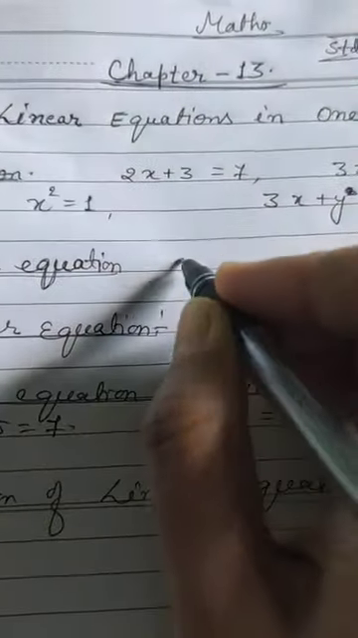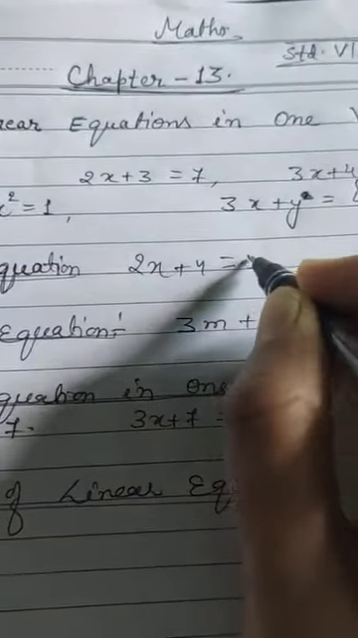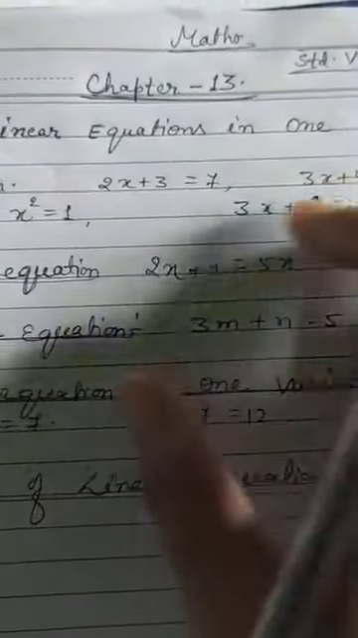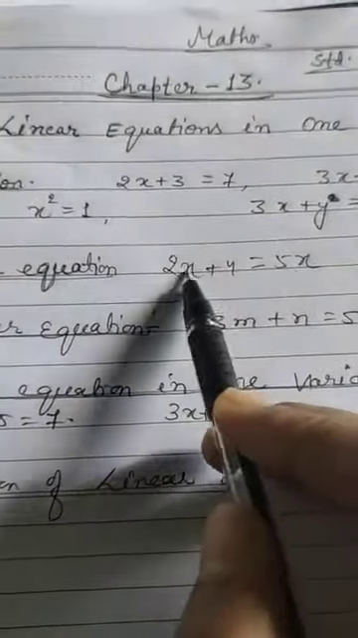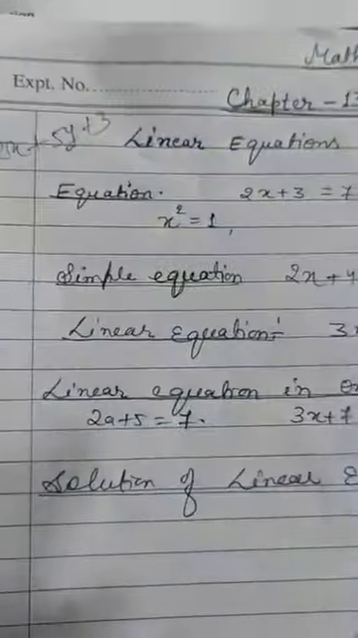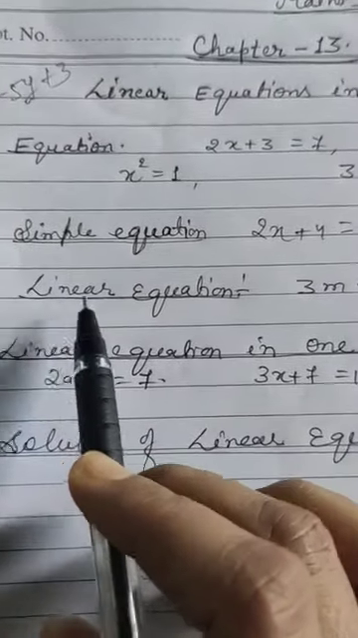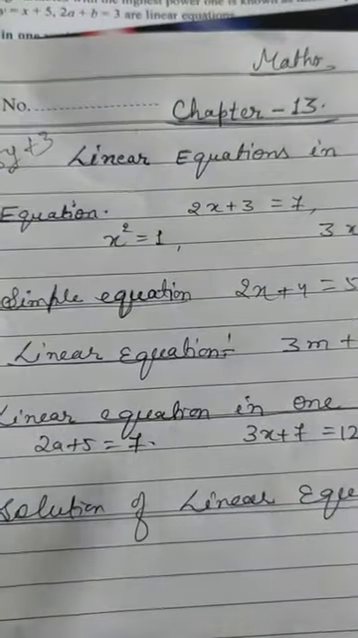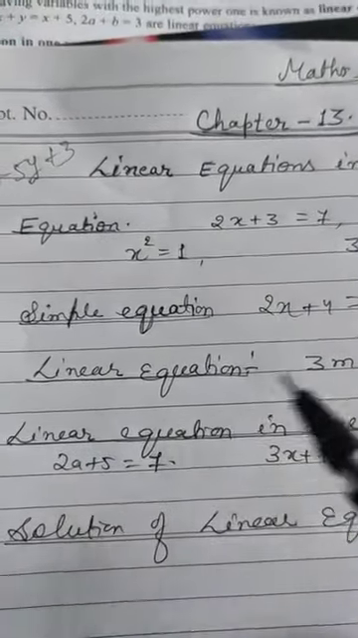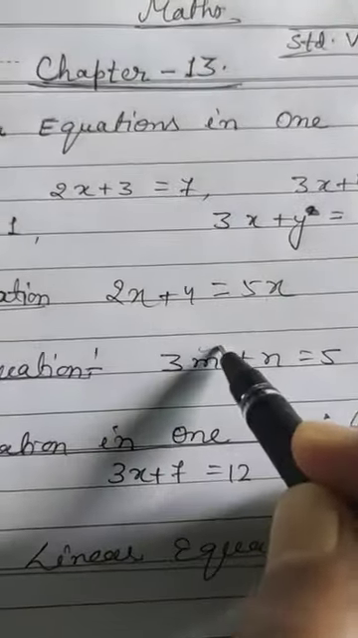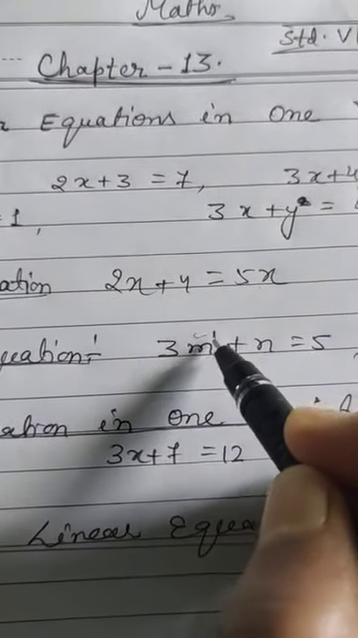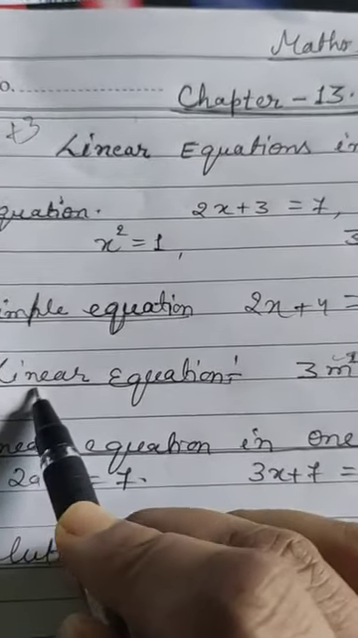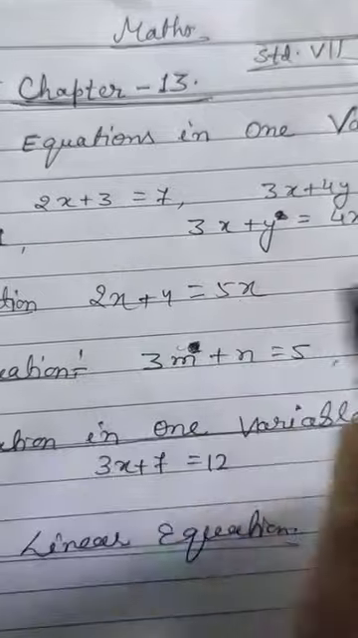Means you will see only one variable, like 2x plus 4 is equal to 5x. So x is the only one variable. There will be no y, no z, no any abc term. Only one variable is there, then it is called a simple equation. What is a linear equation? Linear means the highest power will be 1 only, not more than 1. What is power? Power is this exponent. If the exponent is square, then it is not linear.